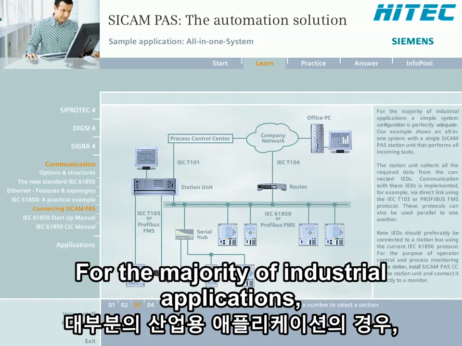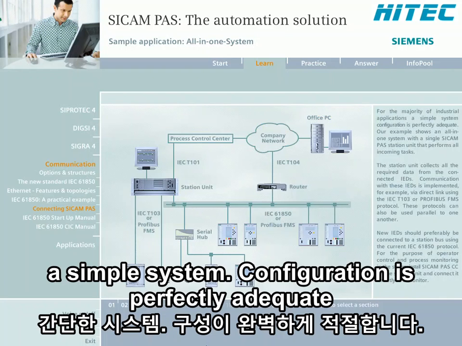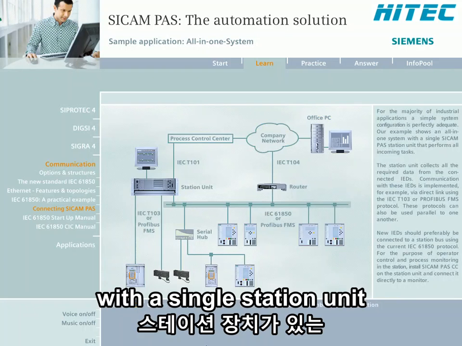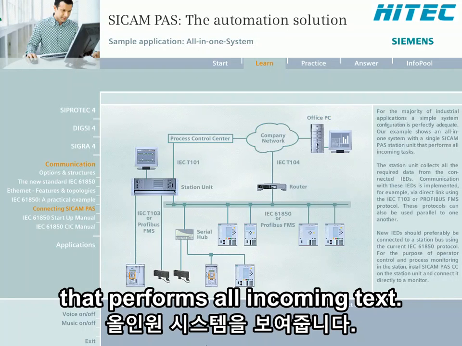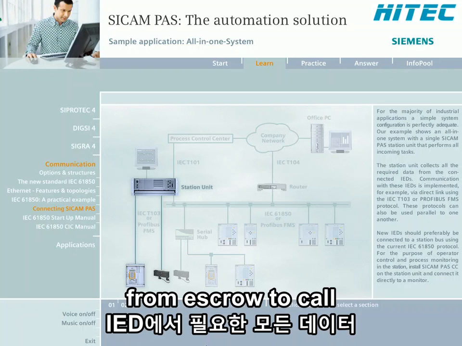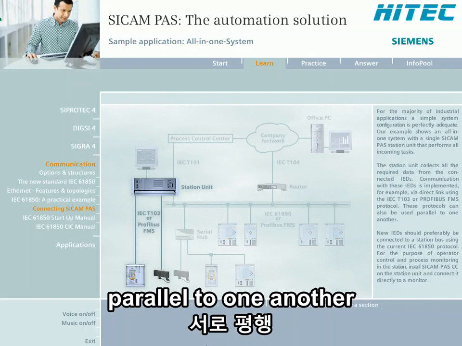For the majority of industrial applications, a simple system configuration is perfectly adequate. Our example shows an all-in-one system with a single SIEMENS PAS station unit that performs all incoming tasks. The station unit collects all required data from the connected IEDs. Communication with these IEDs is implemented, for example, via direct link, using the IEC T103 or Profibus FMS protocol. These protocols can also be used parallel to one another.